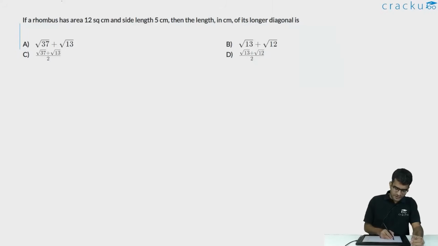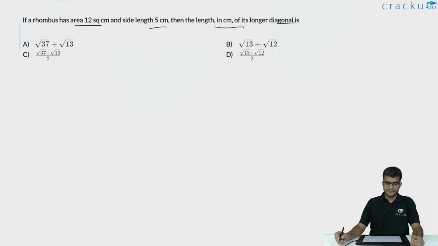In this question, we are told that a rhombus has an area of 12 square centimeters and a side length of 5 centimeters. We were asked to calculate the length in centimeters of its longer diagonal. So let us assume that the rhombus is something like this.